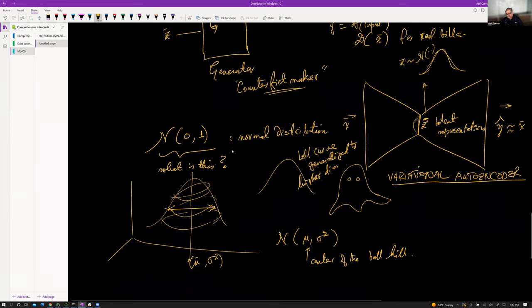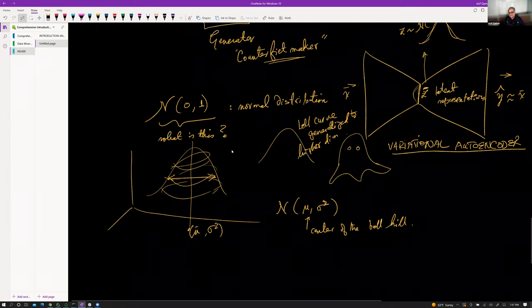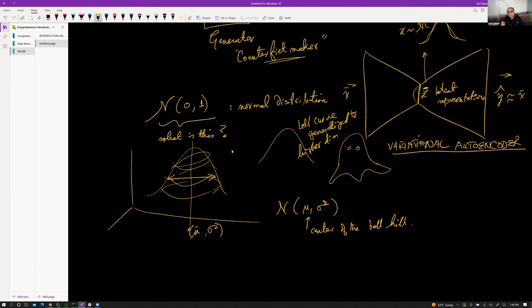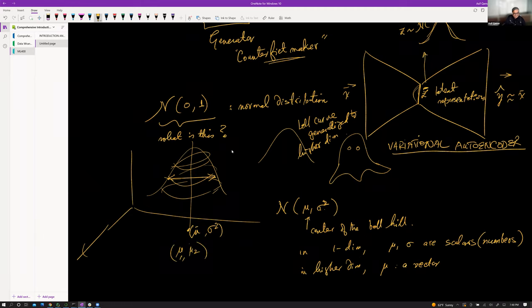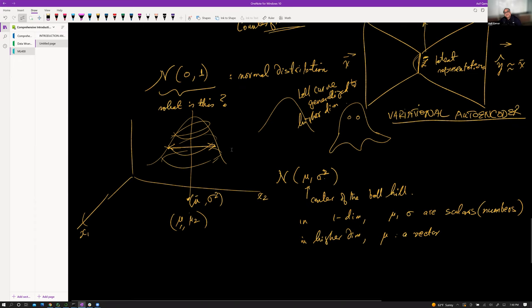And in higher dimension, what happens is that this mu and this sigma are actually not numbers. In one dimension, mu and sigma are scalars, numbers. In higher dimension, mu is a vector. Why is it a vector? Think two dimensions. In two dimensions, this location will have a mu1 and mu2 component, isn't it? If this is the first axis, let's say x1 axis, and this is the x2 axis, would you agree that mu, the center, will have an x1, x2 location? Are we together, guys? Is this simple?